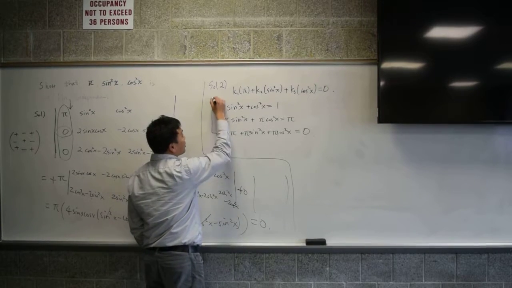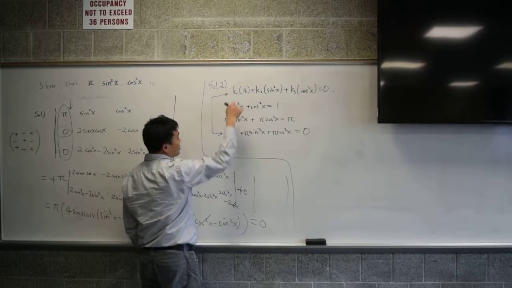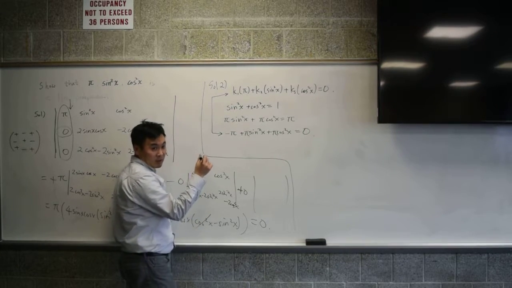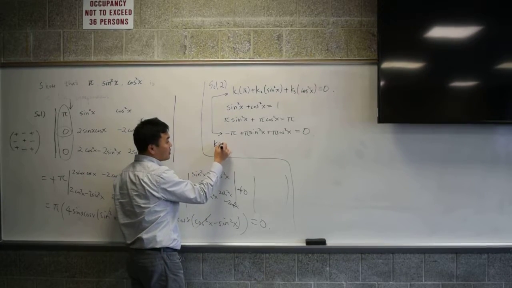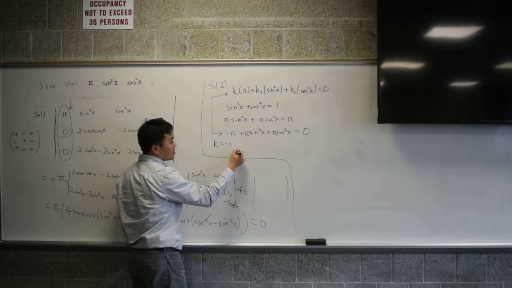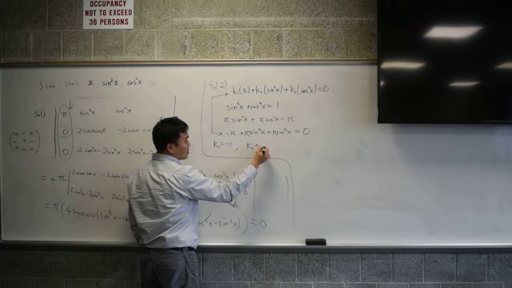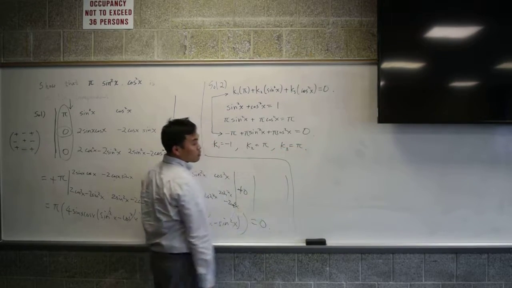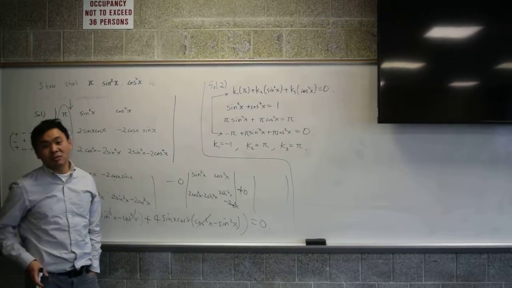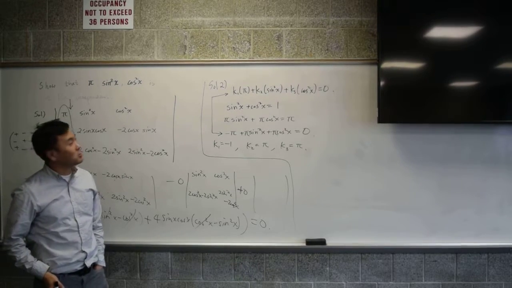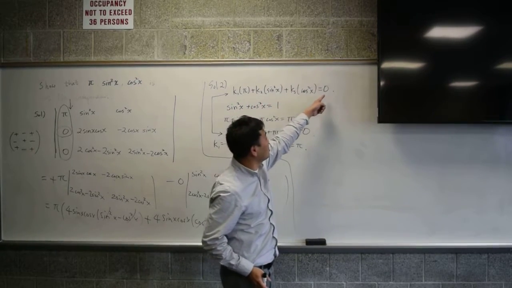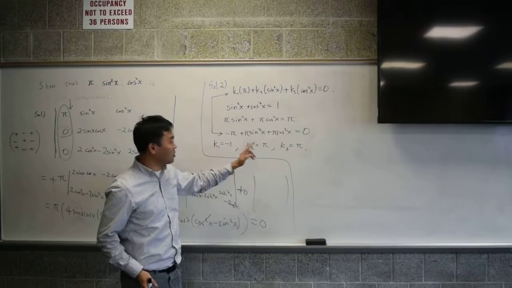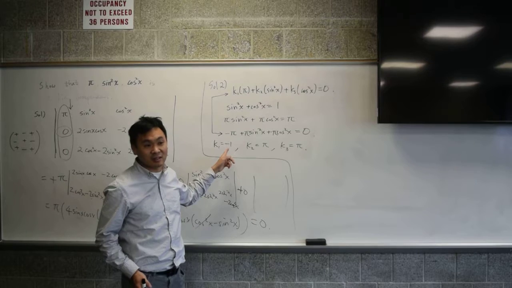Compare this with what we want. Compare these two. Then did we find K1, K2, K3? K1 must be negative 1. K2 must be pi. K3 can be pi. So we found 3 numbers which will make this equal to 0 without all of them being 0. So other than 0, 0, 0, we do have a solution.